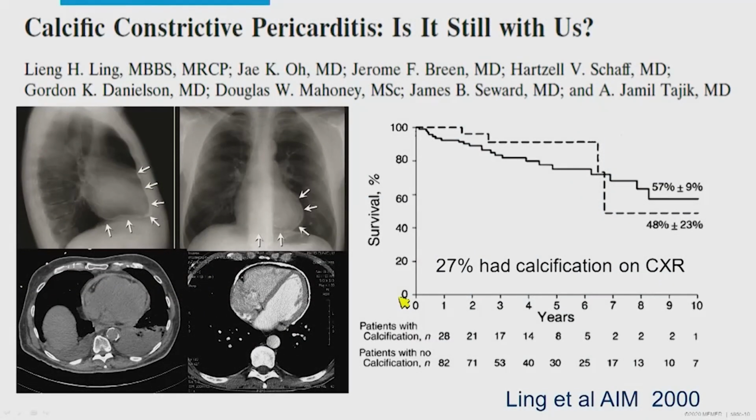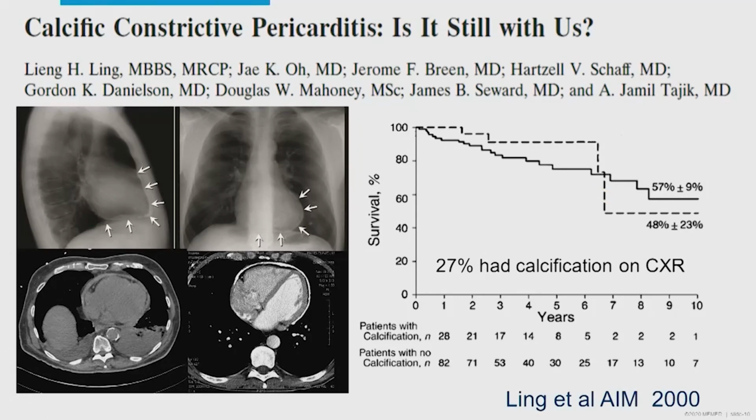And also, what about calcification? They used to be all related to tuberculosis. It is quite uncommon in this country, but in developing countries tuberculosis is still one of the more common causes of constrictive pericarditis. It's already 20 years ago when we looked at our population with constriction, but 27% of them had calcification on chest X-ray. But whether they had calcification or not, their outcomes are quite similar after pericardectomy.